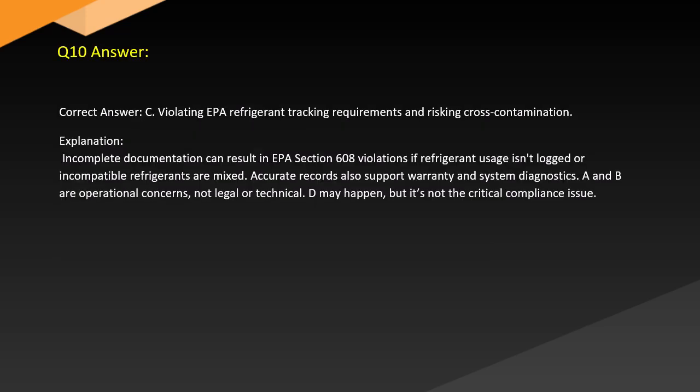Answer. Correct answer: C. Violating EPA refrigerant tracking requirements and risking cross-contamination. Explanation. Incomplete documentation can result in EPA Section 608 violations if refrigerant usage isn't logged or incompatible refrigerants are mixed. Accurate records also support warranty and system diagnostics. A and B are operational concerns, not legal or technical. D may happen, but it's not the critical compliance issue.